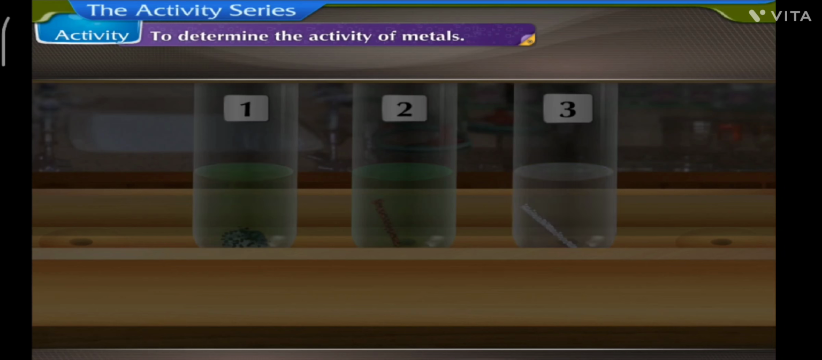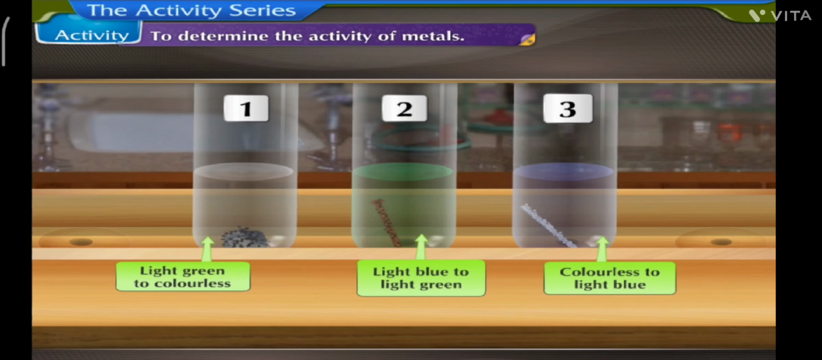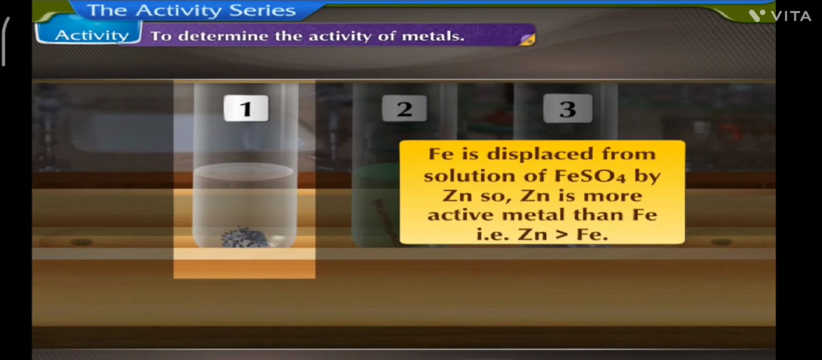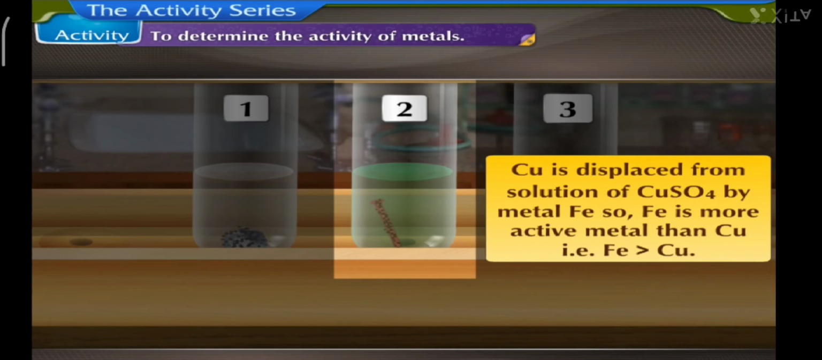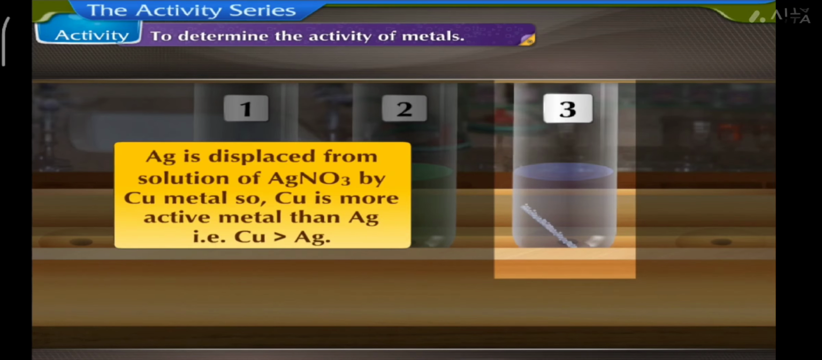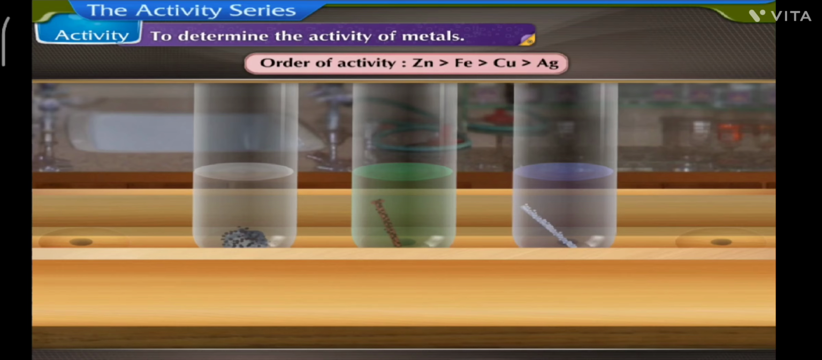After half an hour, the color of the solution in test tube 1 would have changed from light green to colorless. In test tube 2, the solution would have changed from light blue to light green, and that in test tube 3 would have changed from colorless to light blue. We see that Fe is displaced from solution of FeSO4 by Zn, so Zn is more active metal than Fe. Similarly, Cu is displaced from solution of CuSO4 by metal Fe, so Fe is more active metal than Cu. And Ag is displaced from solution of AgNO3 by Cu metal, so Cu is more active metal than Ag. Thus, the order of activity of all the four metals will be Zn greater than Fe, greater than Cu, greater than Ag.